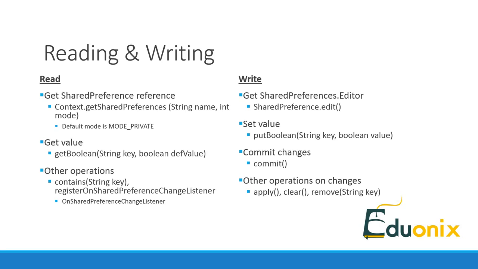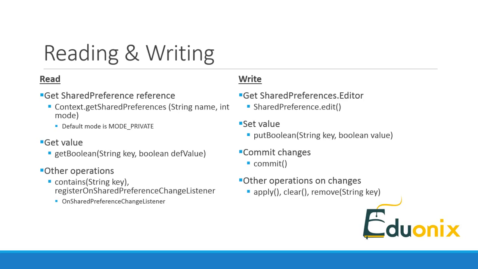Normally the usage of 0 or MODE_PRIVATE is used since this is the default operating mode. Once the reference is obtained, values can be found by calling get methods for the type of value. For instance, for a Boolean value, we can call the getBoolean method on the shared preference with the key for the value and a default value in the case the key is not found. In addition, we can verify if a specific key exists by calling the contains method with that key. And we can attach an OnSharedPreferenceChangeListener to the preferences by calling registerOnSharedPreferenceChangeListener to listen for changes on that shared preference.